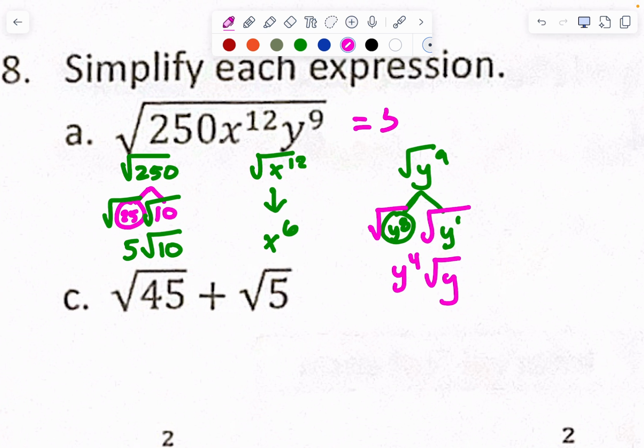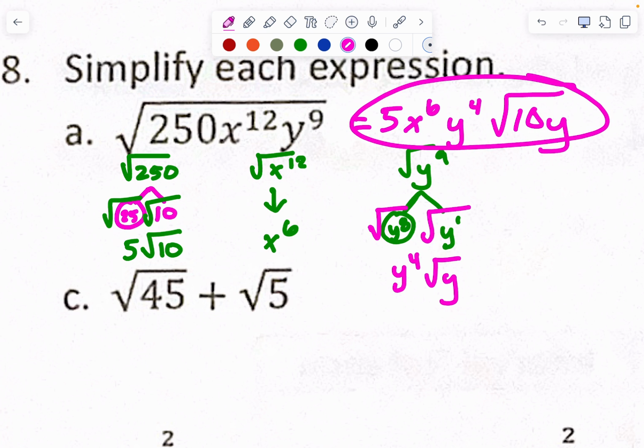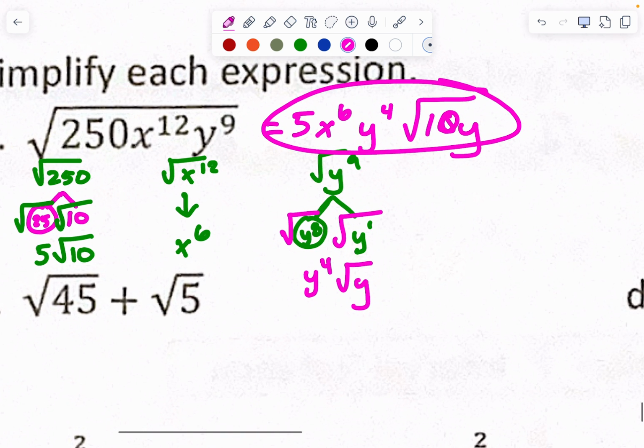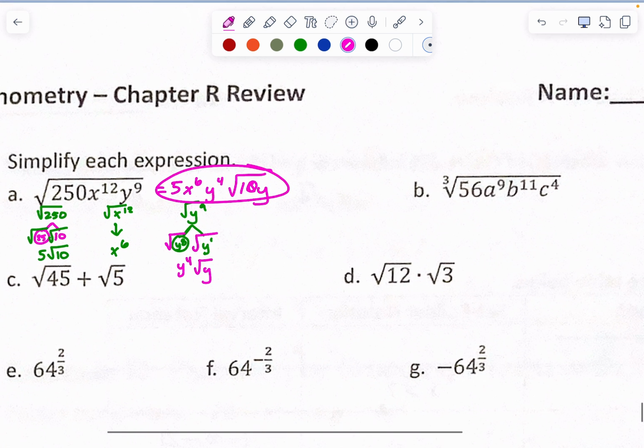So 5 stays on the outside, x to the 6th, y to the 4th, square root of 10y. And now it is proper. That looks like a weird 0, but it is. There you go, 10y. How about that? Was that okay? Yep.